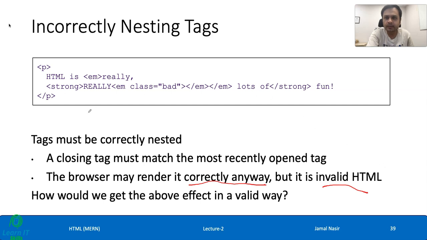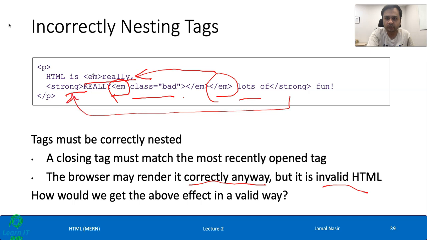Okay, so here we can see in the paragraph I'm emphasizing one word, then strong, then starting another EM inline tag, right? Then closing it, and then closing this one, and then closing this strong. So I'm using nesting tags, but they are incorrect.